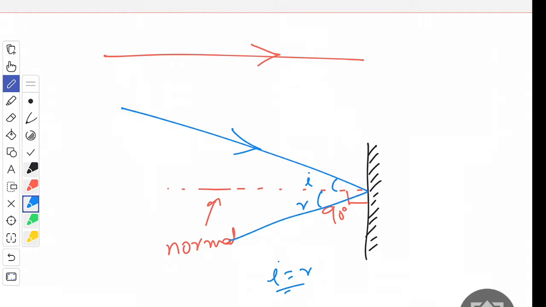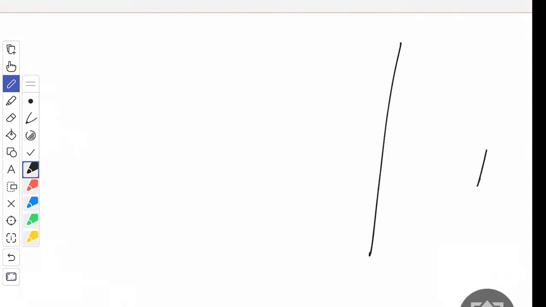Now, if I have to just draw this neatly, let me draw it a little more cleanly. So now let us say this is the mirror.